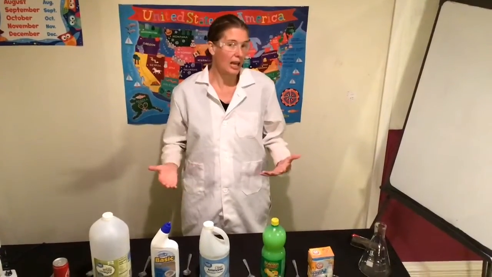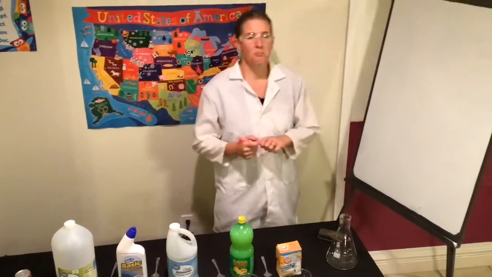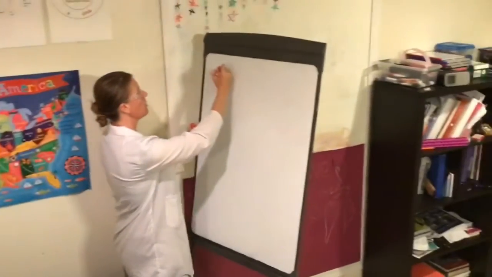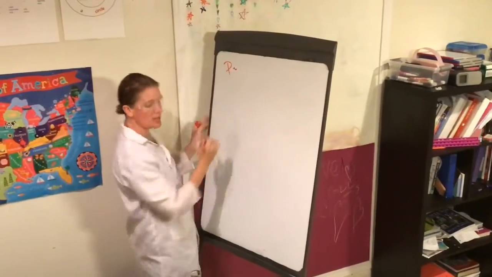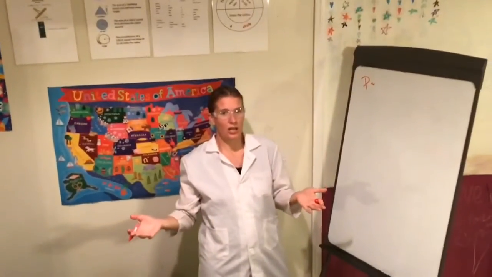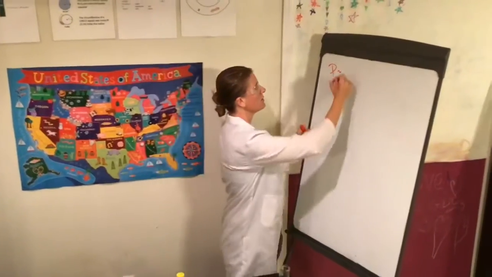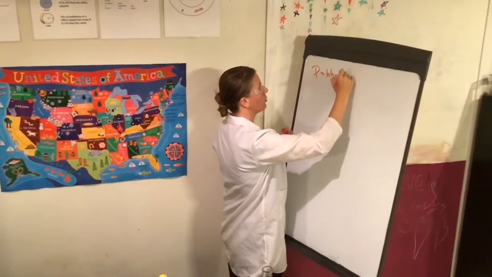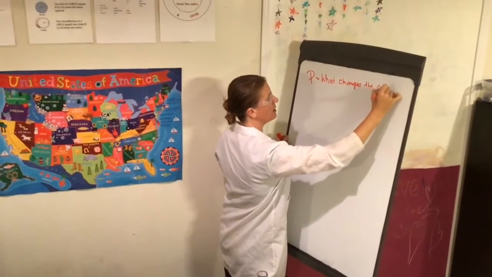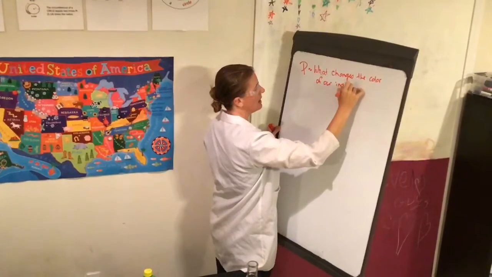Now, with any good science, you need to ask yourself a question. That is the purpose or object of your lab. So I'm going to put a P for purpose. And in this case, I'm going to say, what changes the color of our indicator?